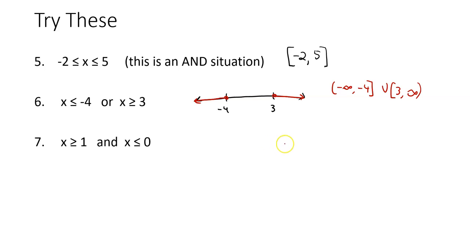Hey, look at that last one here. Greater than or equal to 1 and less than or equal to 0. So here's 1, here's 0. Whatever I come up with has to satisfy both conditions in order to get me an answer. So greater than or equal to 1, less than or equal to 0. But wait a minute, there's no overlap.